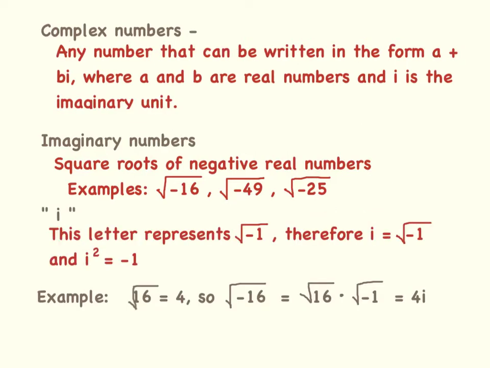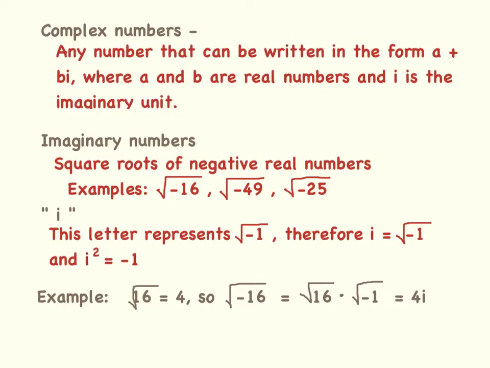Now let's look at the letter i. Well, this letter represents the square root of negative 1. So therefore, i equals the square root of negative 1. And that means that i squared equals negative 1.